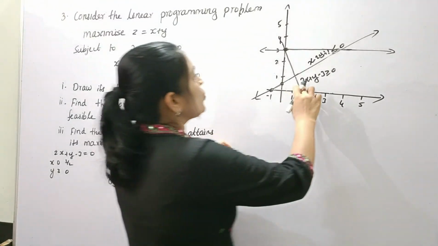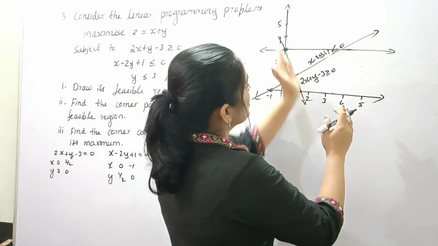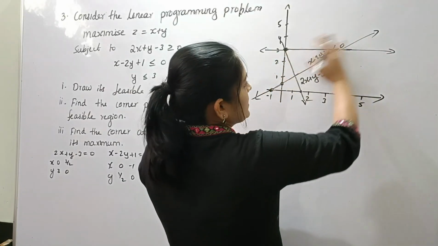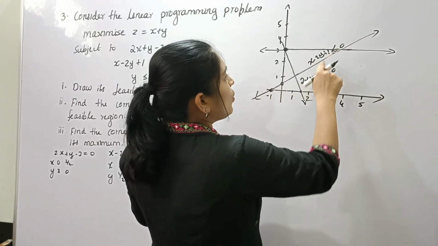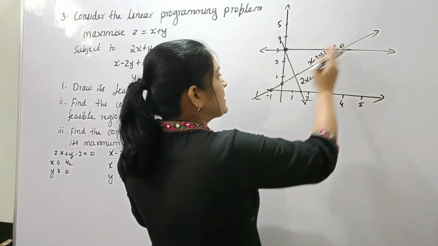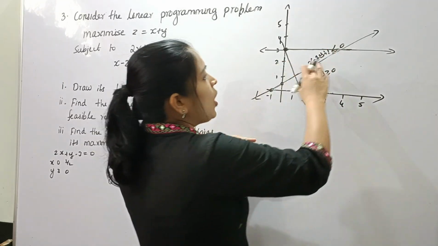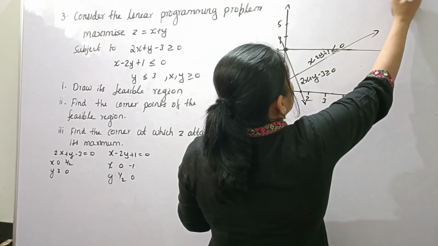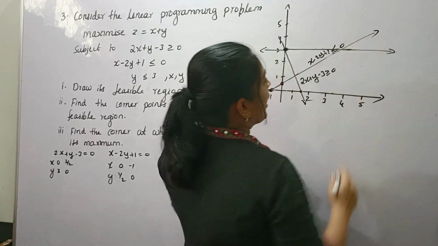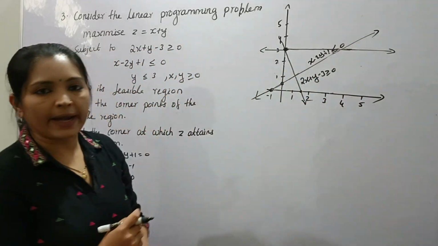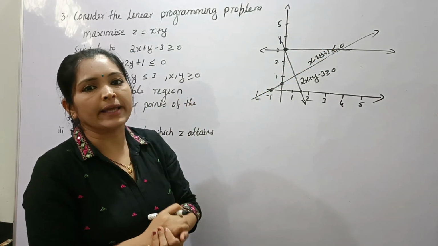So here 2x plus y minus 3 greater than or equal to 0. Therefore the region is outside of this line, so this side, right? Next, x minus 2y plus 1 less than or equal to 0. So less than means this side, because it is less than. Or you can take x less than or equal to 2y minus 1. So here 2y is greater, so it should be towards the y-axis. Here y is greater.